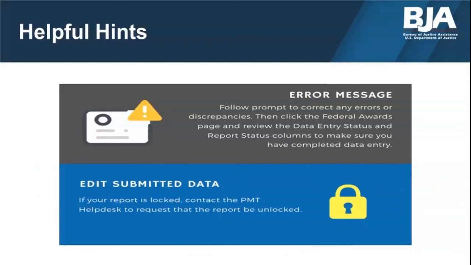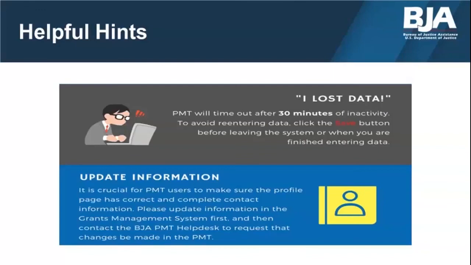If you get an error message, follow the prompt to correct any errors or discrepancies. Then click on the Federal Awards page and review the data entry status and report status columns to make sure you've completed data entry. To edit your submitted data, please contact the Help Desk to request that the report be unlocked. Please remember the PMT will time out after 30 minutes of inactivity. To avoid re-entering data, click on the Save button before leaving the system or when you're finished entering data.